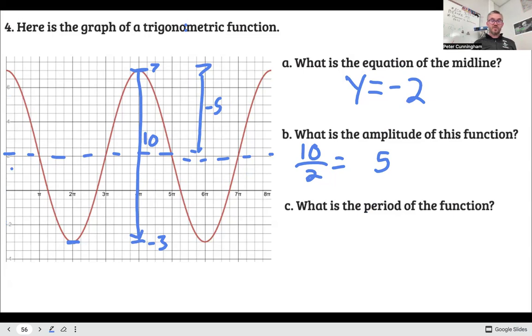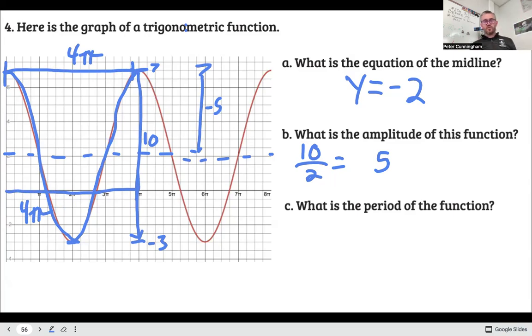Period of the function, a little more straightforward. The period is asking how long does it take for one full wave to happen? So this is half a wave. It took 2 pi for half a wave to happen. That full wave from left to right, how long did that take? It took 4 pi. From here to here was 4 pi. And it checks out because look, there's 2 waves here, and it took 8 pi. So the period of the function is 4 pi.